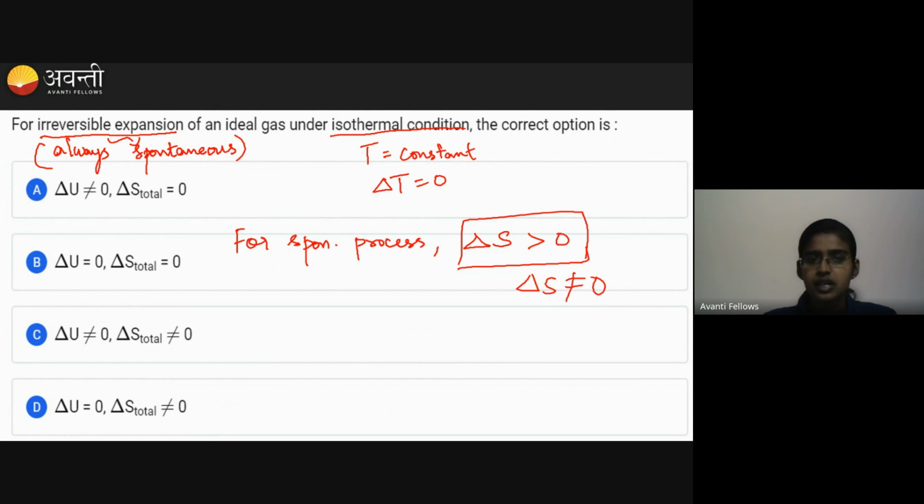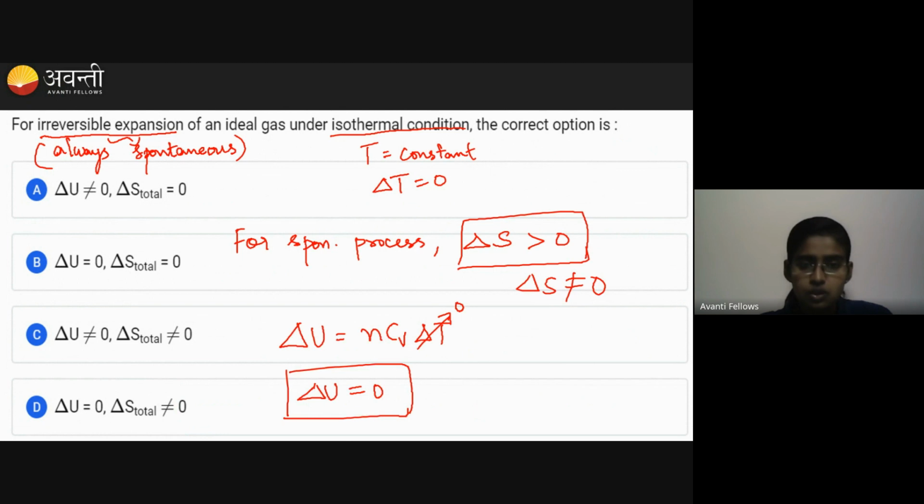And it also says that temperature is constant. So we know that delta U is equal to nCv delta T. Delta T goes to 0, so delta U is also equal to 0. Delta U is 0, and delta S is not equal to 0. So option D is the correct answer for this question. Fine. Moving on.